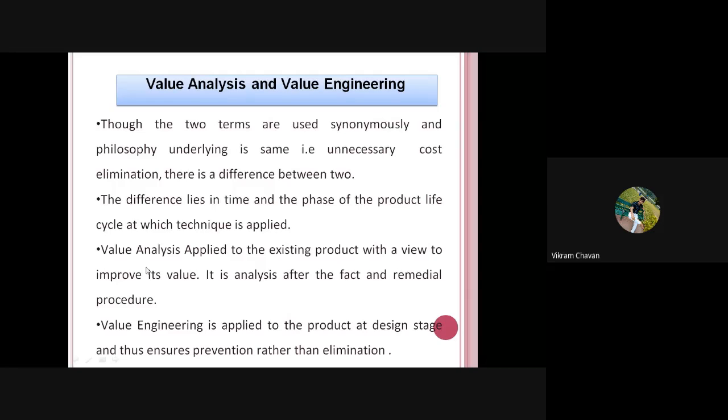So here, value analysis, as I have interpreted, is applied to the existing product with a view to improve its value. It is analysis after the fact and remedial procedures.